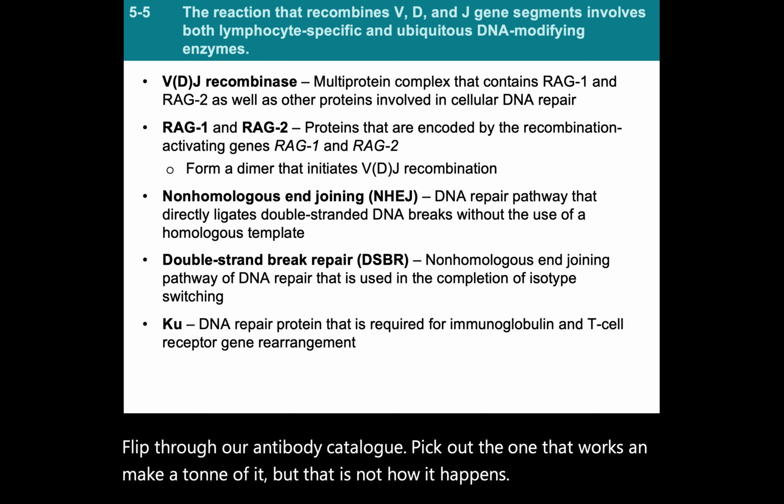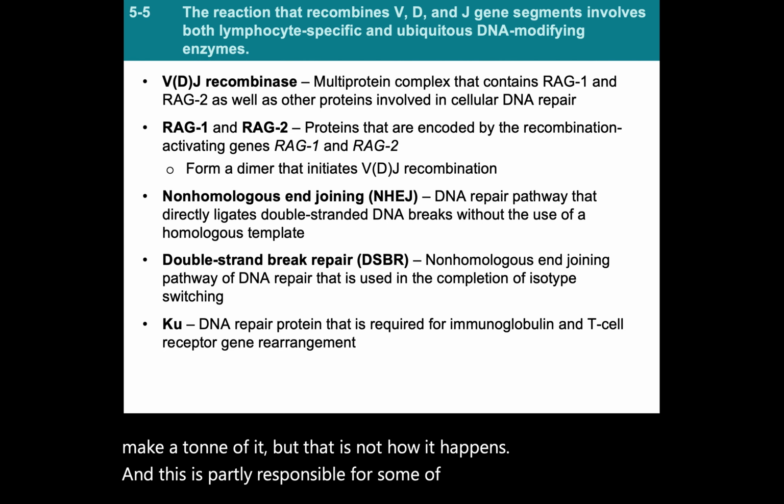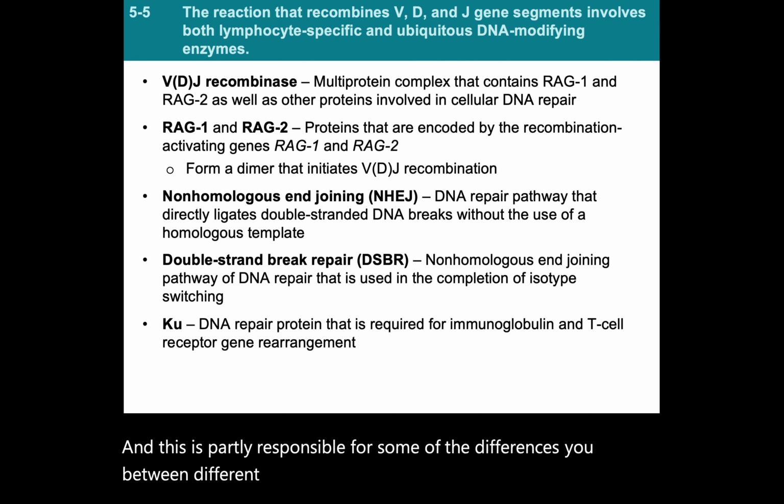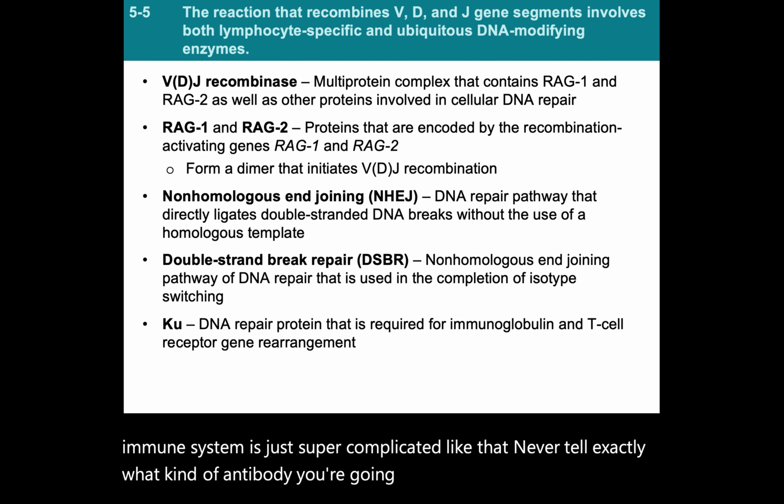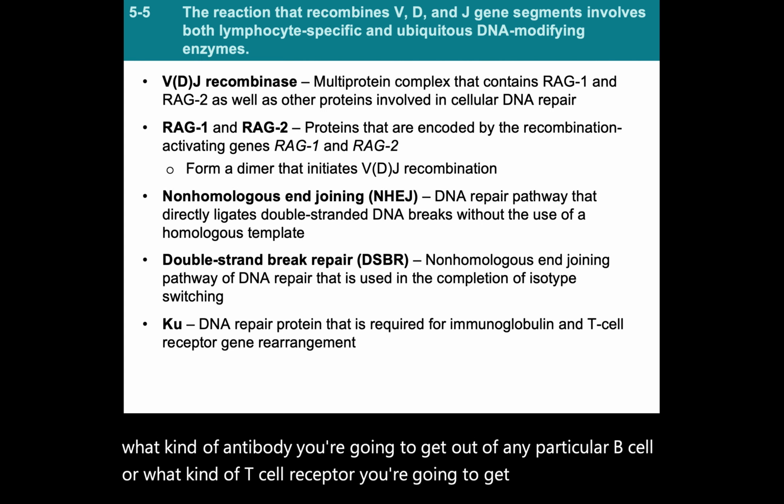And this is partly responsible for some of the differences you see between different people and how they will respond to a disease. The immune system is just super complicated like that. You can never tell exactly what kind of antibody you're going to get out of any particular B cell, or what kind of T cell receptor you're going to get from any naive T cell.